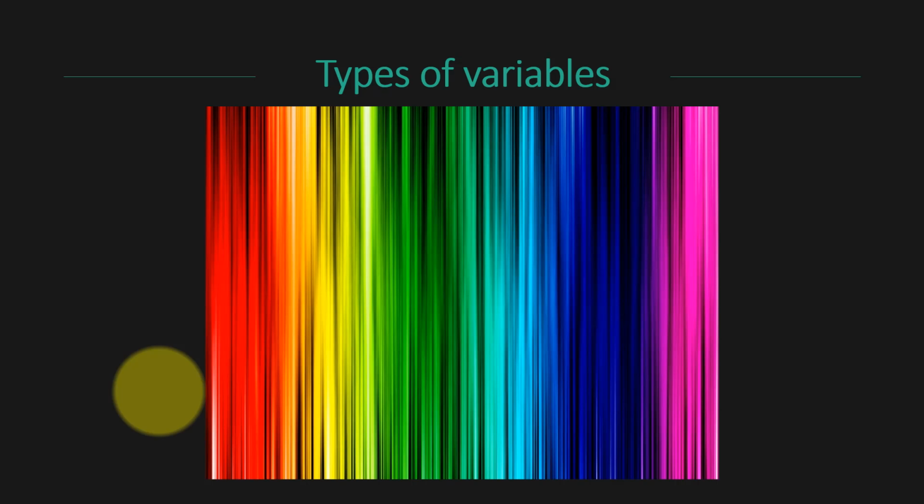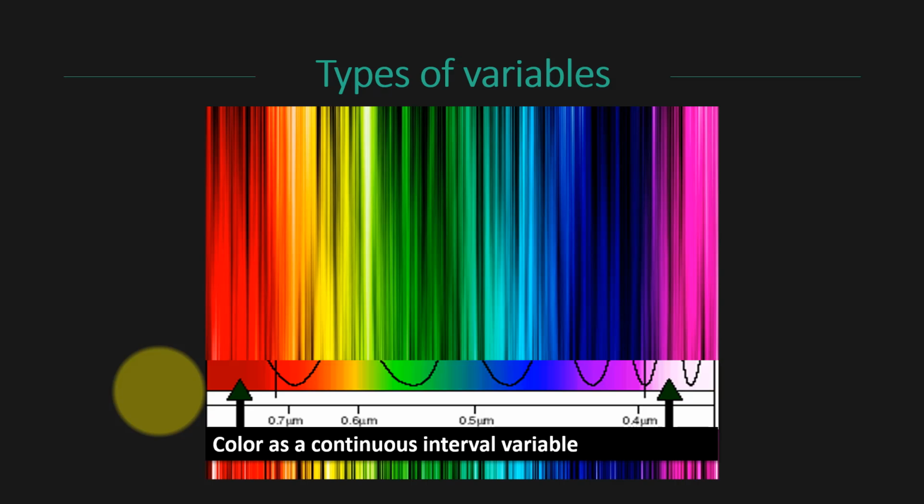So why do we care about the types of data that we have? Well, the reason is that the type of data that we have determines mathematically what we can do with it, what operations are meaningful, and what kind of information we can extract from that data. So let's think about color as an example. Color can be viewed as a spectrum. Wavelengths of light give us color, and color then is a continuous interval variable. And we'll get into a little more detail about what interval really means later on.